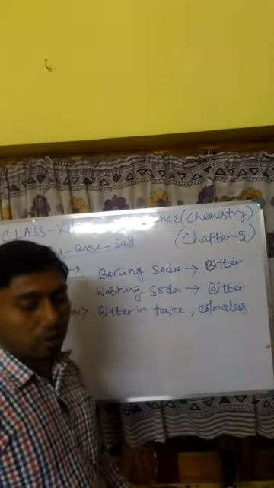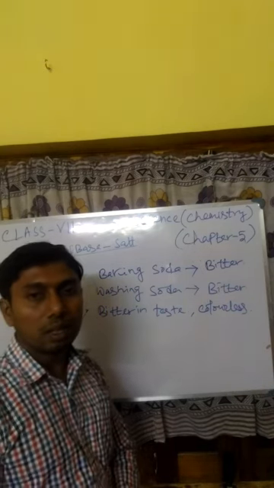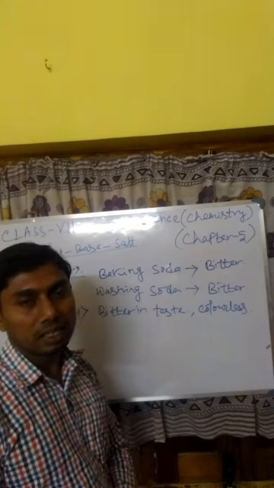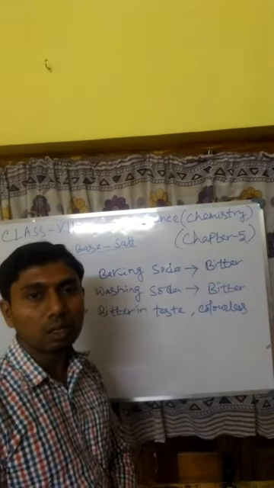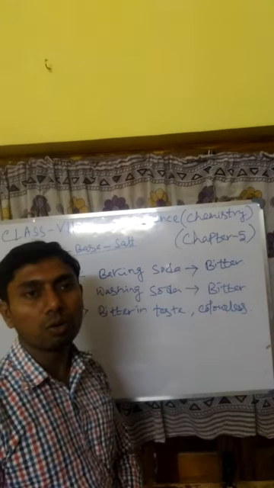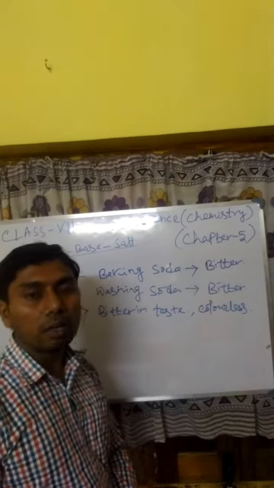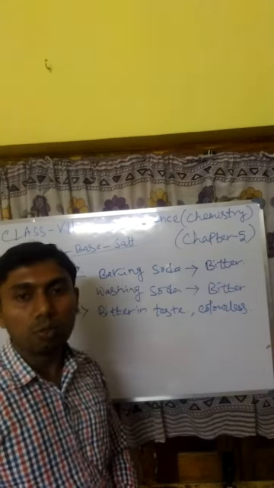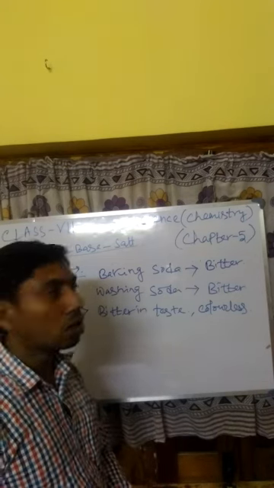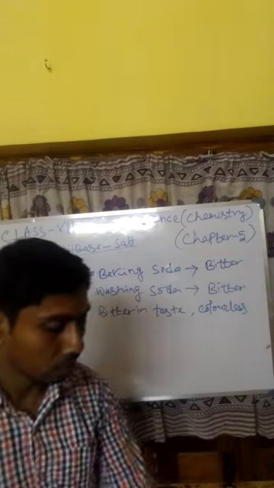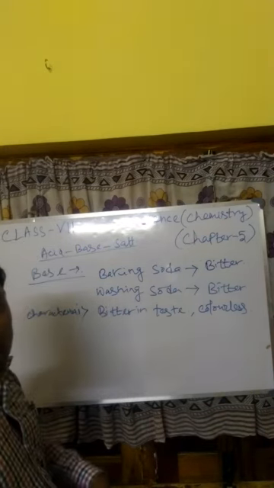Now take a different look at acid and base. Generally, acid and base both are soluble in water. So water is a solvent. We everyone know water is a solvent, and acid and base are soluble in water to make a solution. So acid and base mixed with water make a solution. So these are the examples, that is baking soda and washing soda.